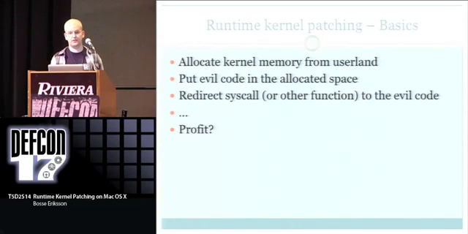Runtime kernel patching is nothing new. Like I said, it's been done. I think the first occurrence was the Suckit rootkit back in like '99, which did this on Linux. And the basic idea is you allocate kernel memory from userland, you put your evil code in the allocated space, and you redirect a system call or any other function to this memory area, and then you get profit, because you can do whatever you want.